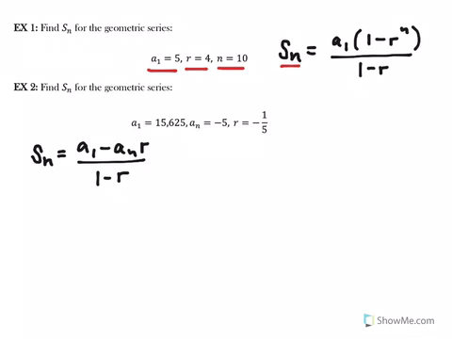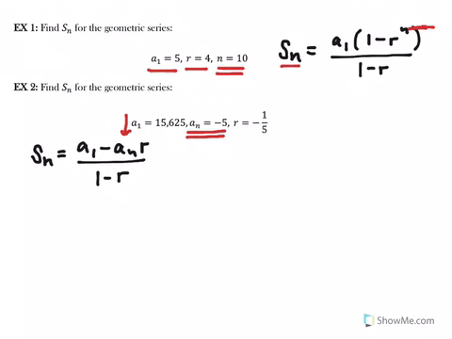And then for our second piece, we're going to use a different formula. This time, instead of the number of terms, we're given a sub n, or the last term in this series. So we are going to use a little bit different formula where we use a sub n as opposed to n here. Okay, so this is just basic plug and chug math.